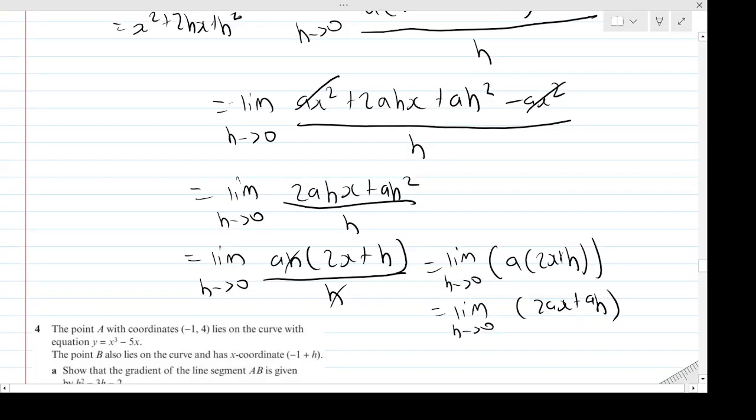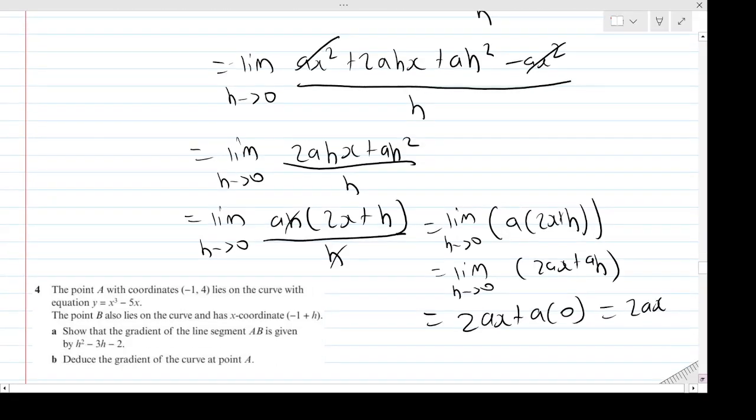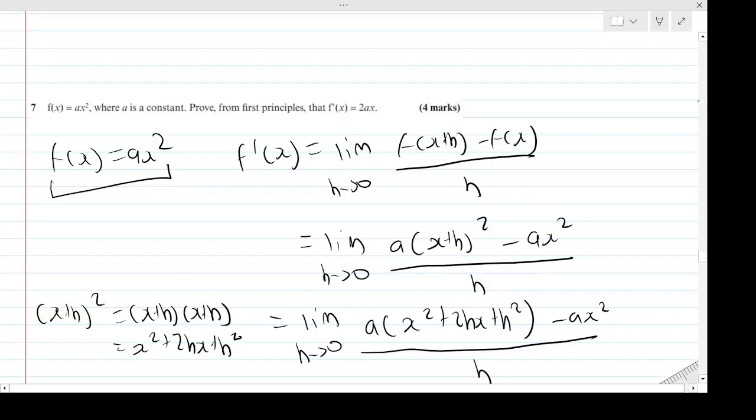Okay, that's my final expression, right, after simplification. But again, now we're going to look at what happens when h is pushed to 0, right? When h tends to 0, well, what happens when h is 0 then? So it's going to be 2ax add ah, so h is basically 0 then. So then that just leaves me 2ax. So therefore, the gradient function f dash of x is 2ax. And there we are. So we prove that the gradient is 2ax.